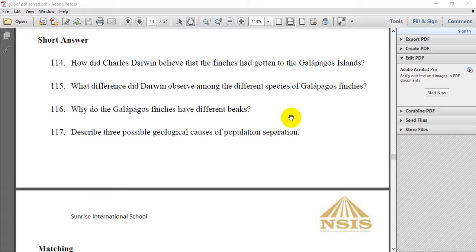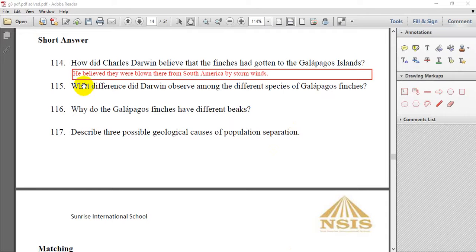What was the idea of Darwin about how finches moved to Galapagos Island? Darwin believed that the finches moved from South America to Galapagos Island by strong wind, and this is the reason why the finches left South America. This step, as we know, is called separation. He believed that they were blown there from South America by strong wind.